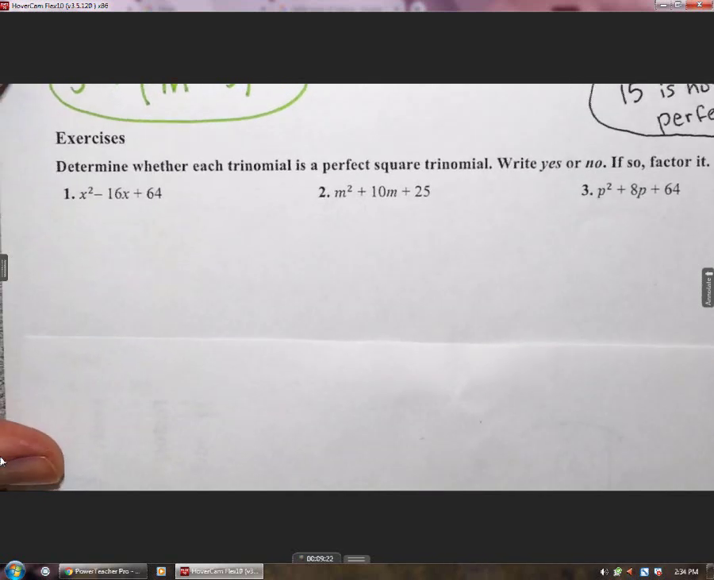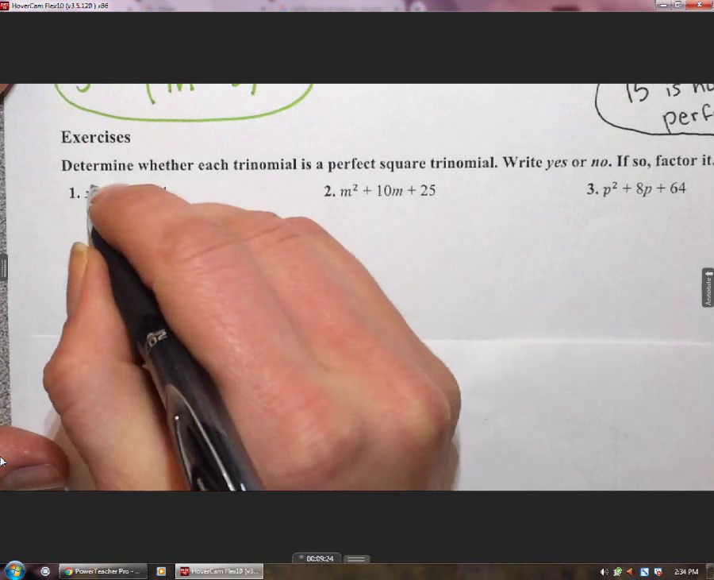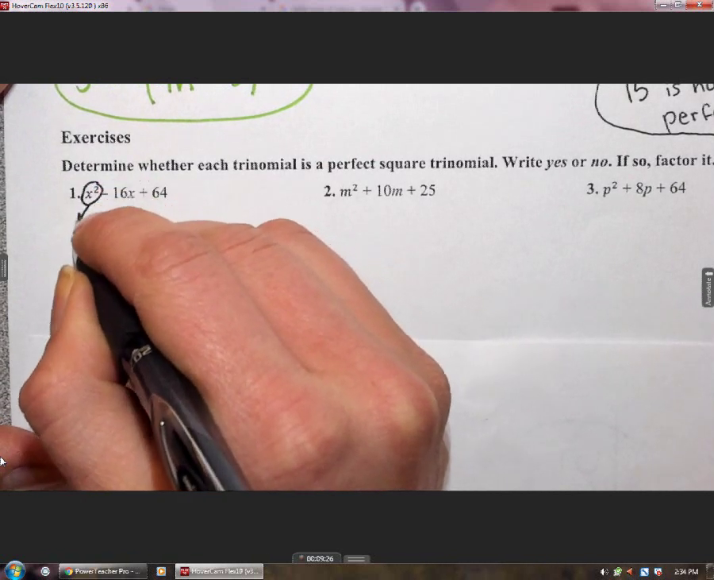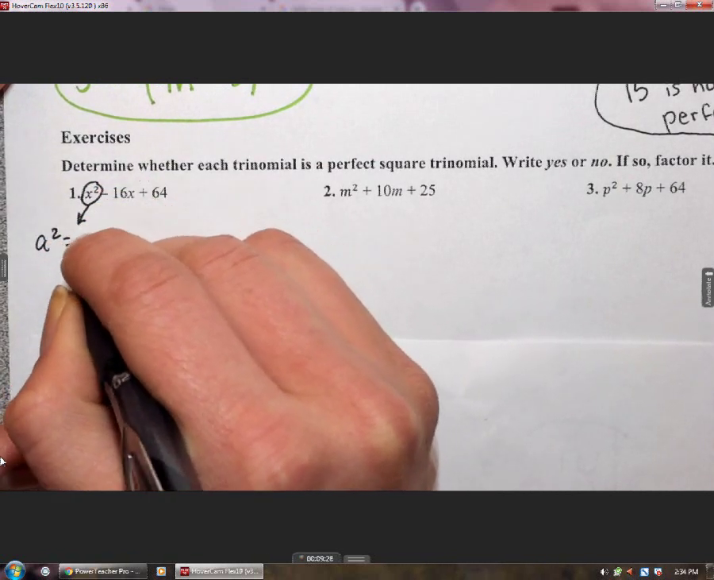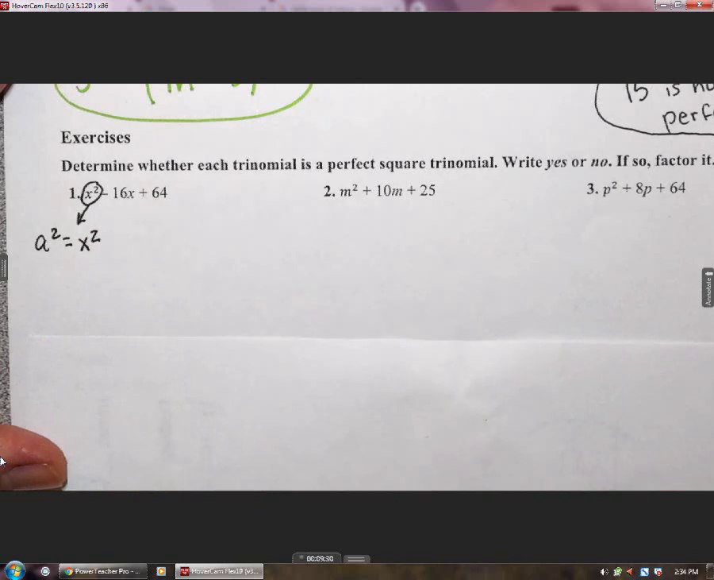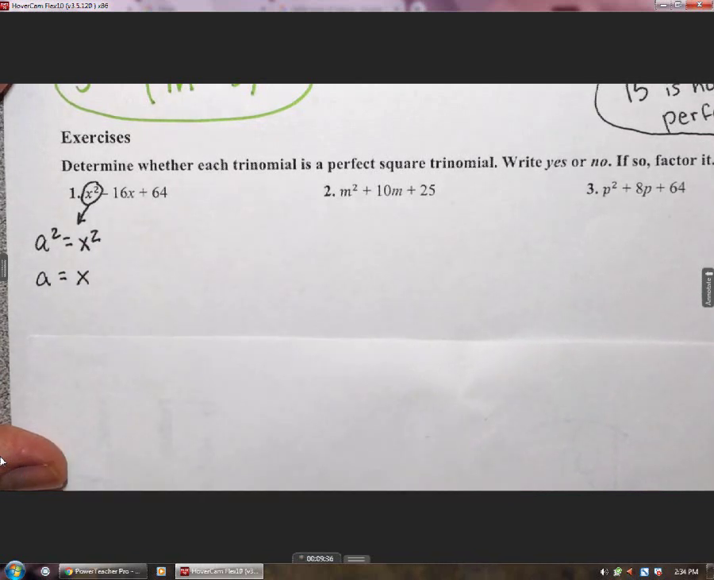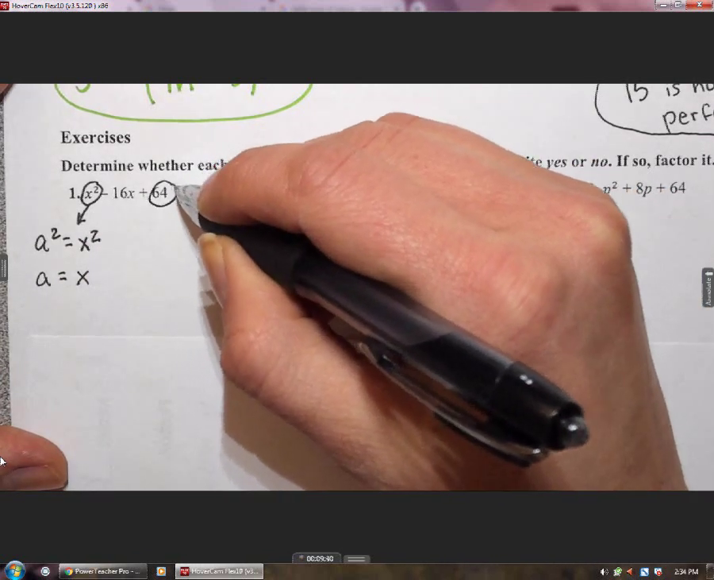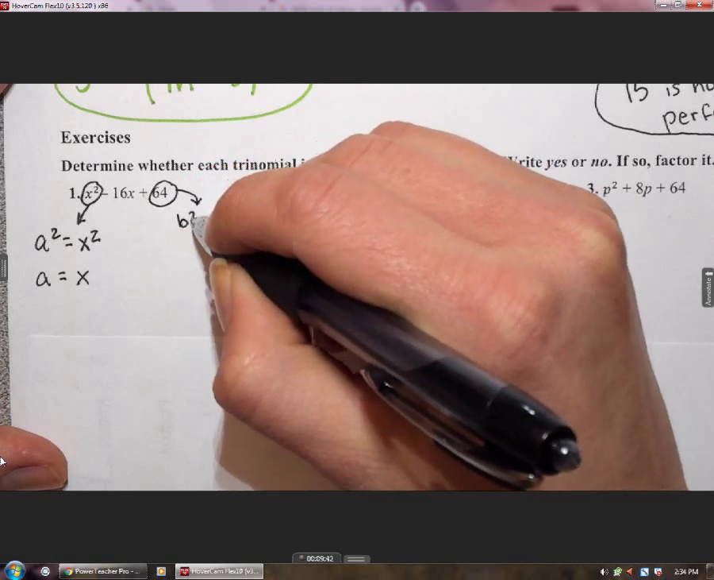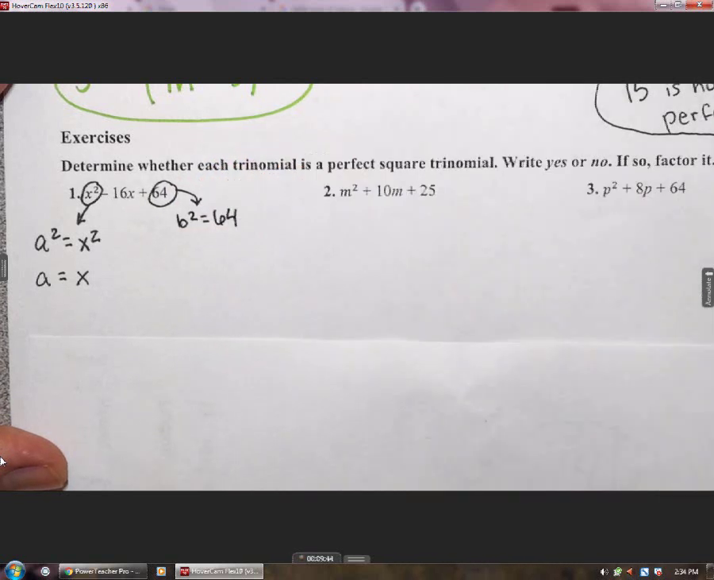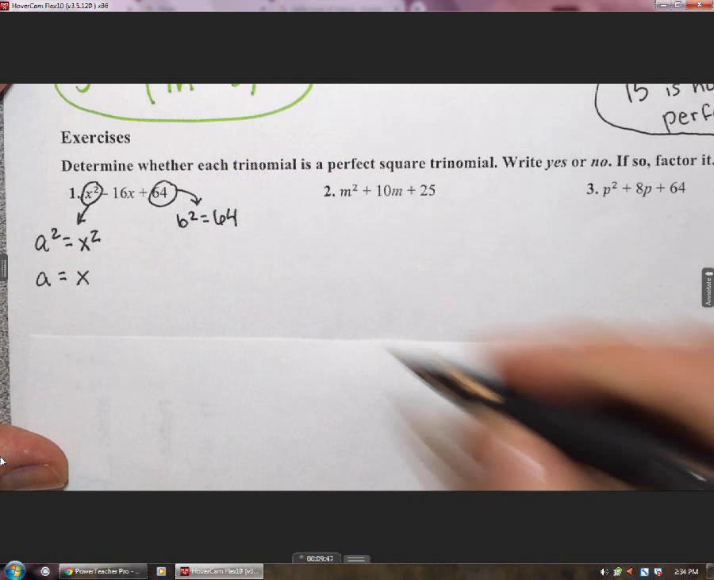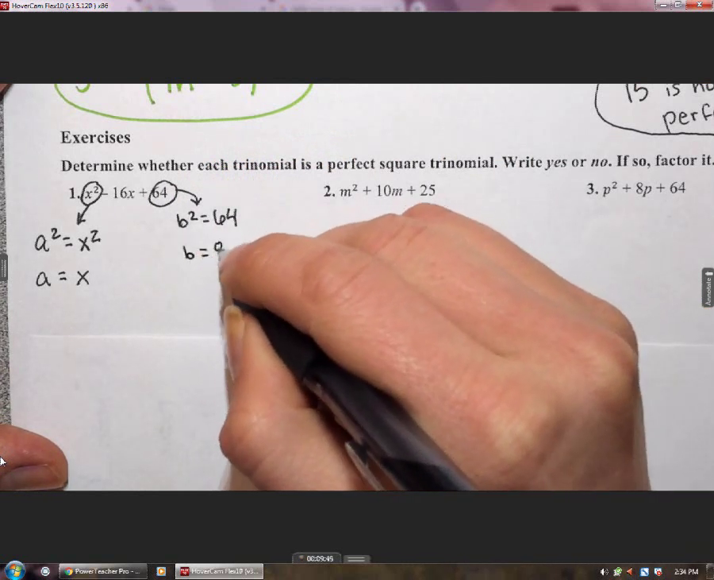Okay, we'll start on the first one. I'm going to check the pieces again. So my first piece should be a squared equals x squared. What would a be? X. Good. I'm going to check my second piece. b squared equals 64. Is 64 a perfect square? Yeah, so b equals what? 8.